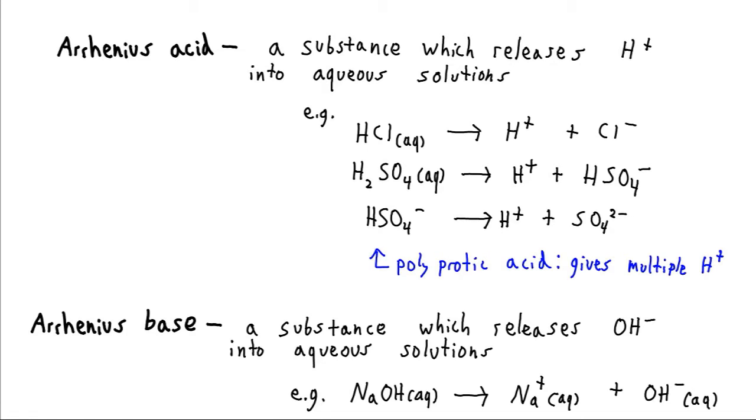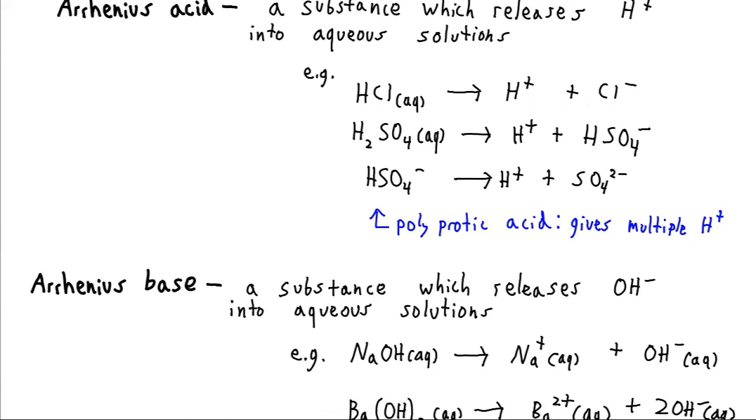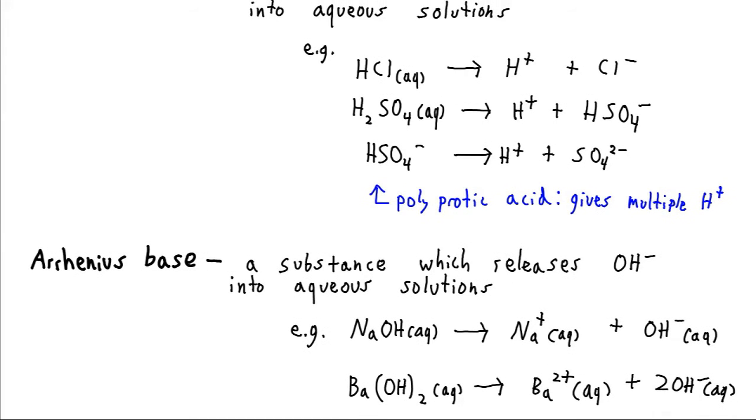An example of an Arrhenius base, something like sodium hydroxide, will give us Na+ ions and OH- ions in solution. And we can also have Arrhenius bases which have multiple OH-, multiple hydroxides that they can donate into the solution. Barium hydroxide here actually does something different than sulfuric acid. It will give away these two OH- at the same time. We won't have to wait to do it in two separate steps.